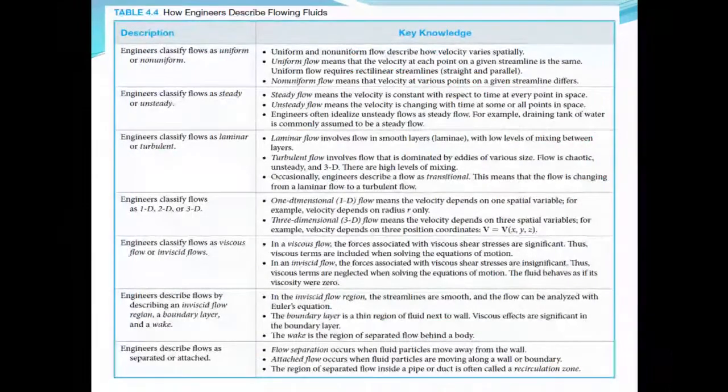Now, this is a table that summarizes the flow descriptions in terms of the different types of flows: uniform flow, laminar flow, three-dimensional flow, and all that. So it will be very important to understand this table. Okay, it's like a grand summary of the flow descriptions.